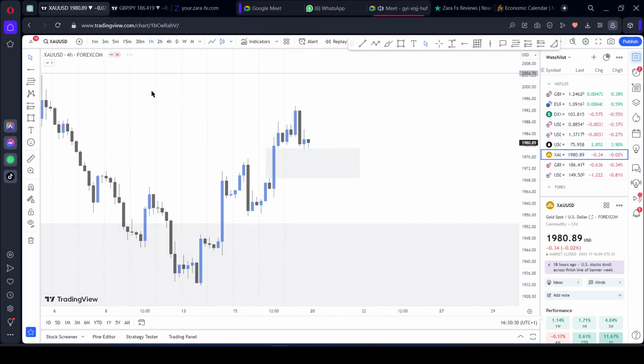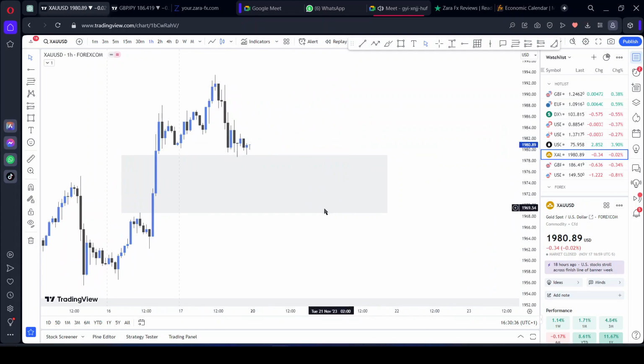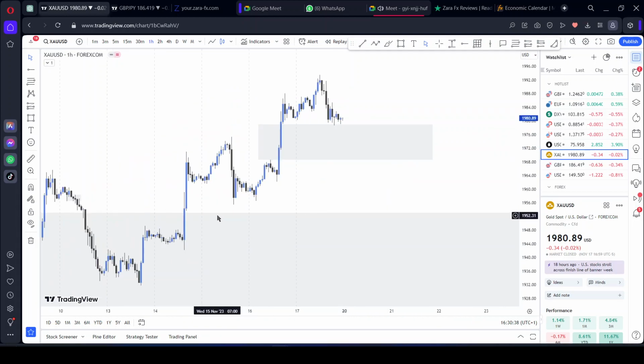So you can still break this down to the 1 hour time frame if you want. Here on the 1 hour, we can see that FVG. There is nothing much yet. We'll just wait for market to develop. Then we are going to look for a buy entry on gold.